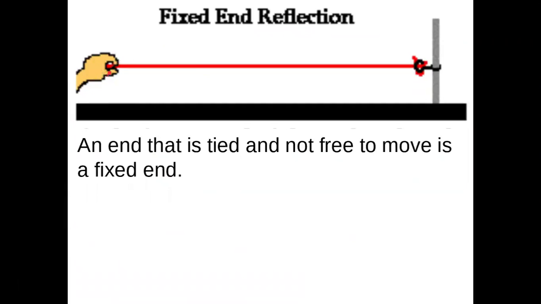So we're going to make a wave over here. An end that's tied and not free to move, like a knot tied to a hook or something. So we're going to send a wave down to this end right here that's tied. So what is that going to look like?